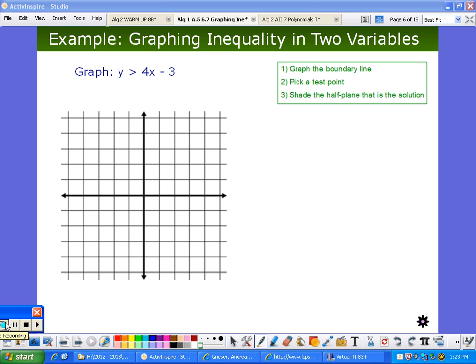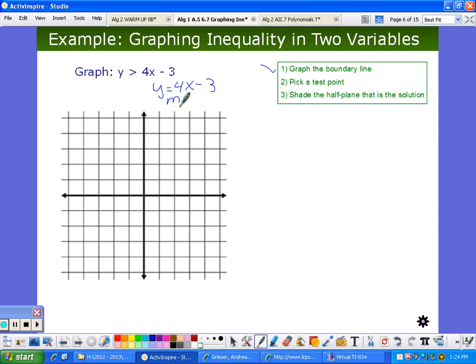We want to find the solutions to y greater than 4x minus 3. Step 1, graph the boundary line. Boundary line. Well, just graph this thing as if it was an equal. That's what I mean by a boundary line.